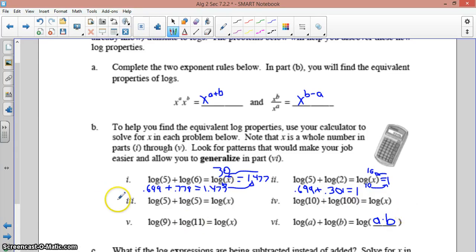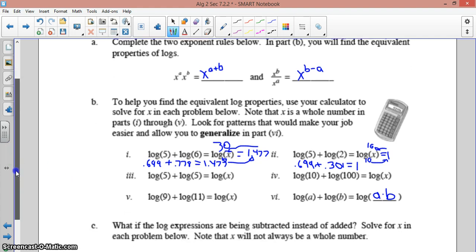So please take a second and complete 3, 4, and 5 here. You can use that shortcut now. Pause the video if you need to, and then please go to letter C.